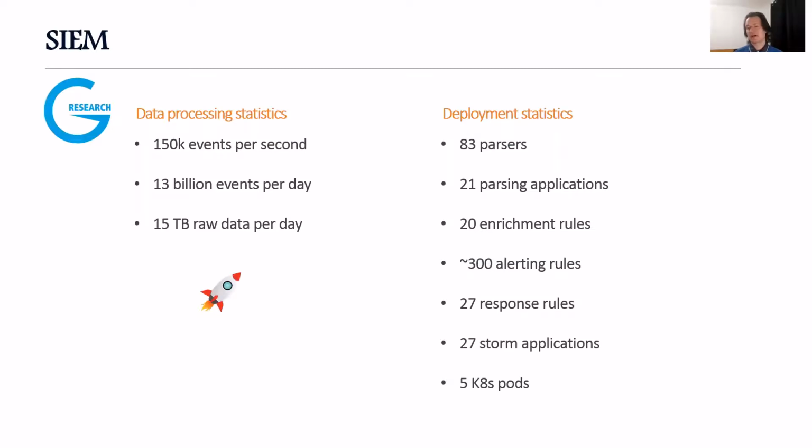Siembol architecture allows us to process 150,000 events per second at GR. We are onboarding 83 data sources and evaluate around 300 detection rules. This is executed in 27 Storm applications and 5 Kubernetes pods. We believe that Siembol architecture allows us to scale up the number of events and number of configurations.